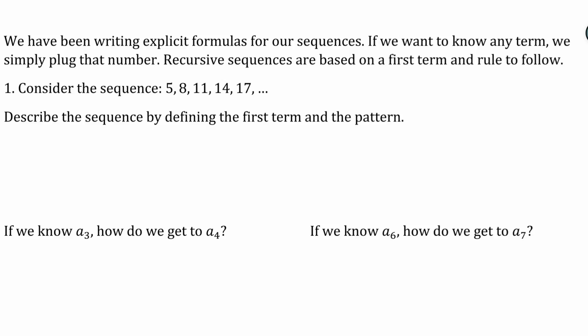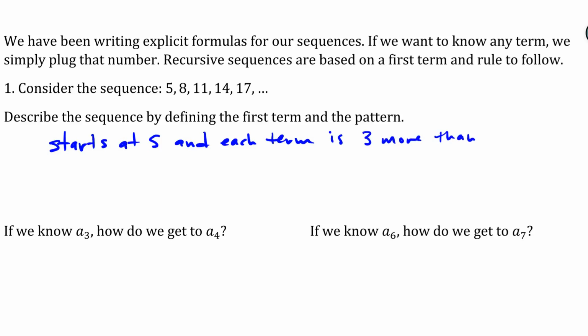So in example 1, it gives us a sequence of 5, 8, 11, 14, 17. It says describe the sequence by defining the first term and its pattern. So we can say that the sequence starts at 5 and each term is, we notice that there's a common difference here, so it is 3 more than the previous term.